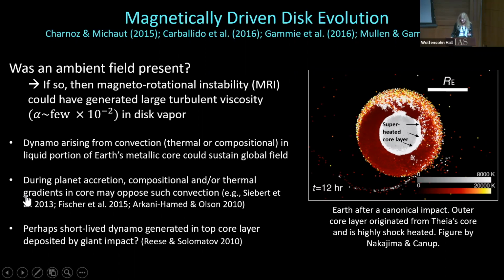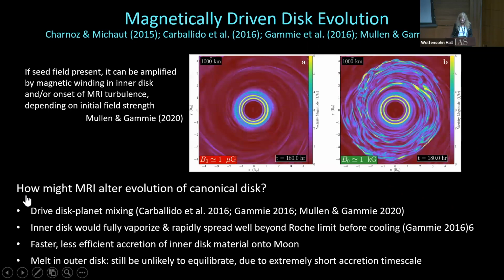in the core that's the opposite to what you'd want to have sustained convection. And yet, it's been suggested that if you have a really big impact, and this is Rees and Solomatov, you might be able to sustain a dynamo just within the layer deposited on top of the target core by the impact itself. So it's certainly plausible that we could have had a field. And this is something that's been looked at by Patrick Mullen and Charles Gammie and Carbognani et al.